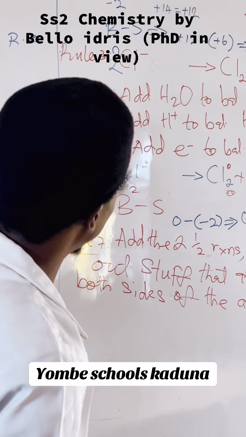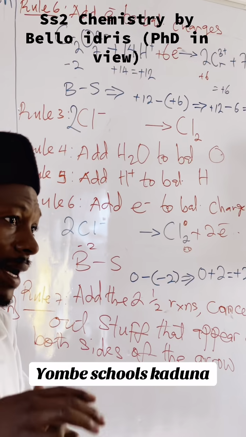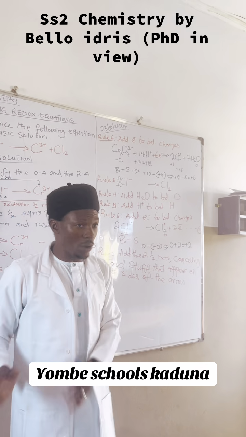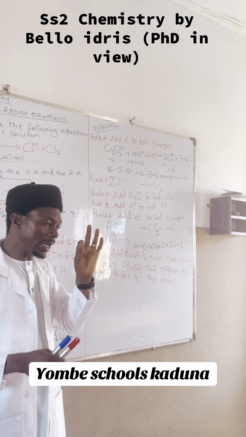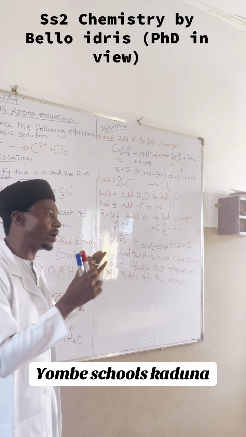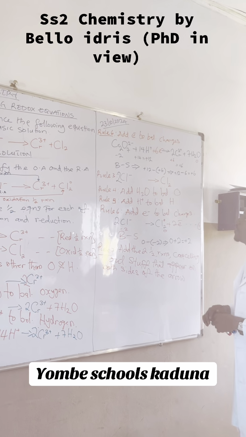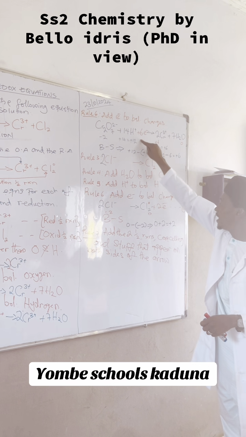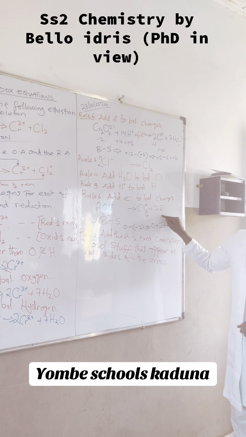What does this statement mean? It means we should add equation 1 and equation 2 together. If we see any character that appears on both sides of the reaction, we cancel them out. But before then, we have to take the number of electrons in equation 1 and the number of electrons in equation 2. How many electrons do we have in equation 1? This is our equation 1. How many electrons? 6 electrons. How many electrons in equation 2? 2 electrons. Okay?